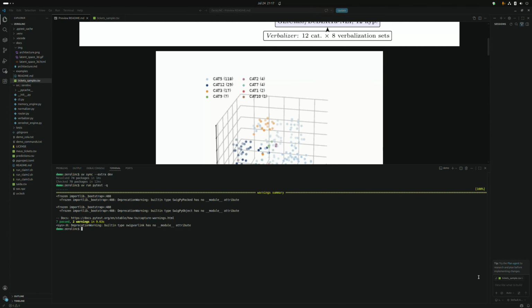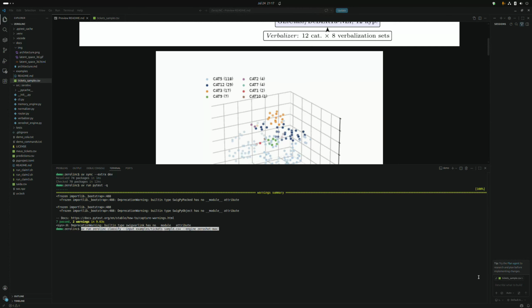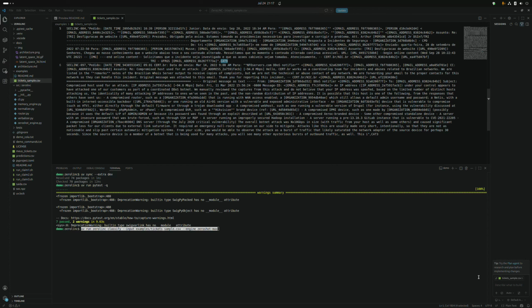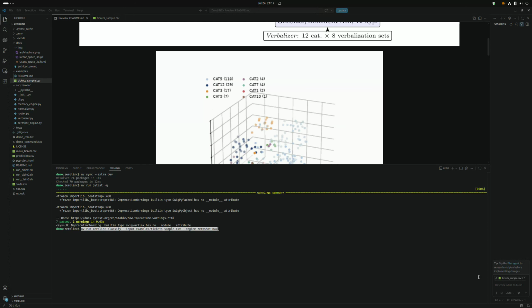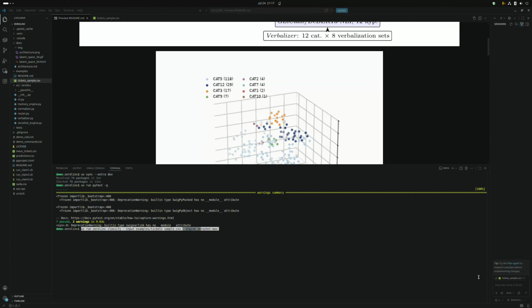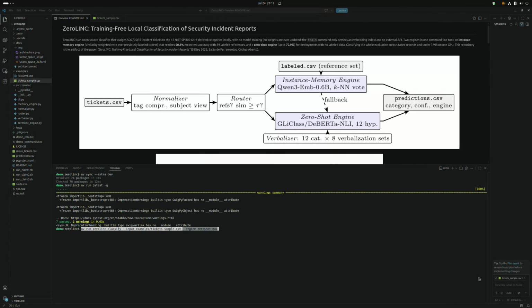Now I will classify the ticket sample that I showed, this one, and I will use the engine zero-shot max. There is the BERT NLI that is 7 times slower than the other one.